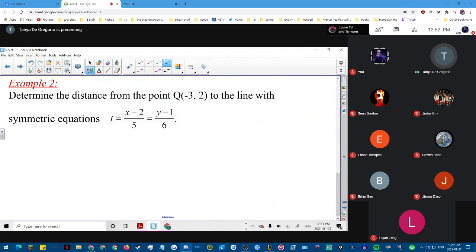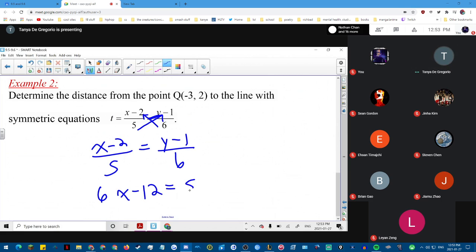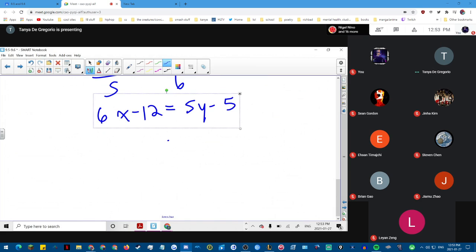Determine the distance from the point Q to the line with this symmetric equation. Now, we don't normally look at symmetric equations in 2 space, do we? We normally only do them in 3 space, correct? So from here, all you need to do is cross multiply to get your Cartesian equation. And here I have minus 12 plus 5. So there's my Cartesian equation.